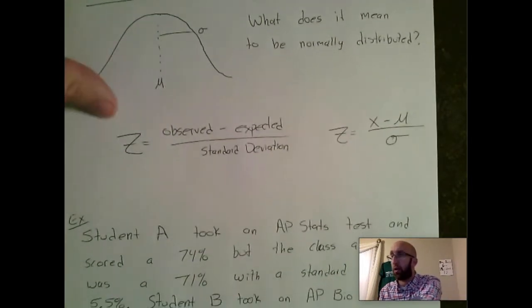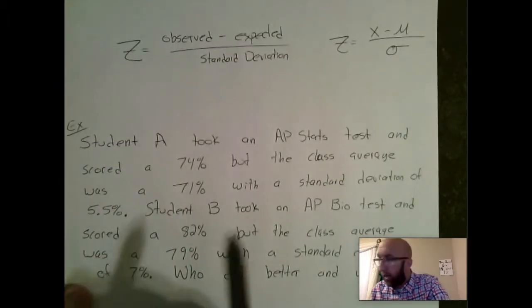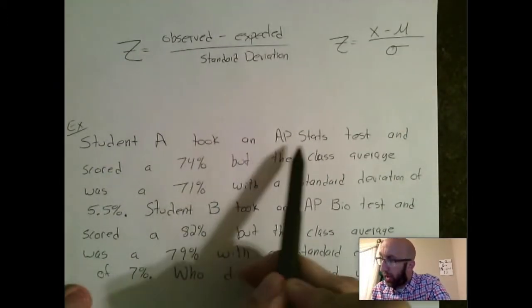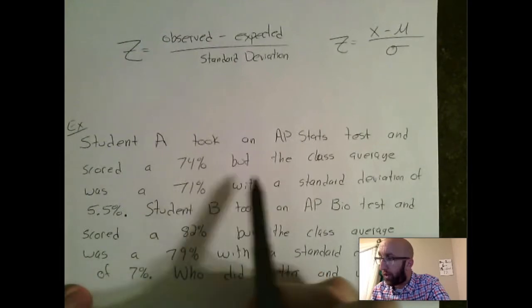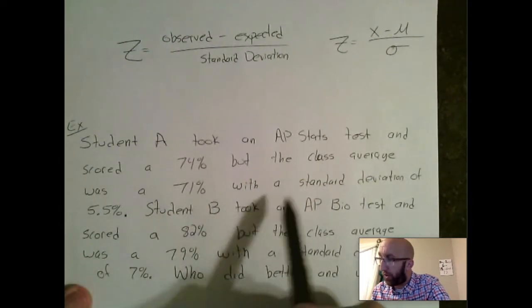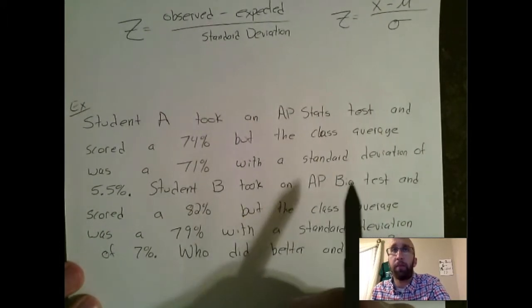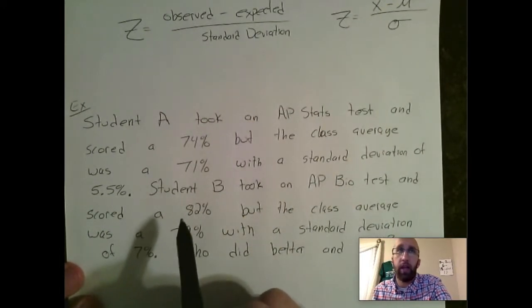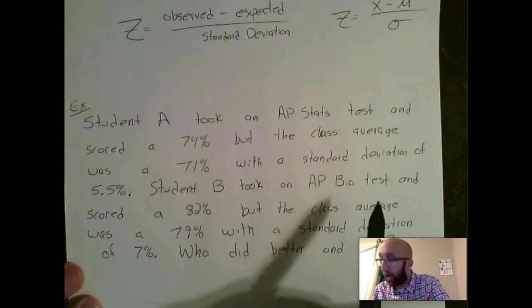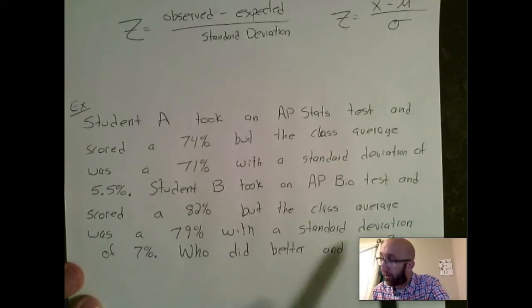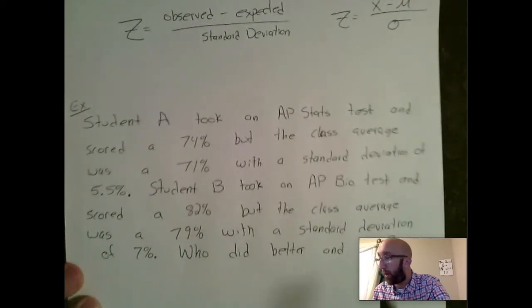So let's get into our example here. Student A took an AP Stats test and scored a 74%, but the class average was a 71% with a standard deviation of 5.5%. Student B took an AP Bio test and scored an 82%, but the class average was a 79% with a standard deviation of 7%. Who did better and why?